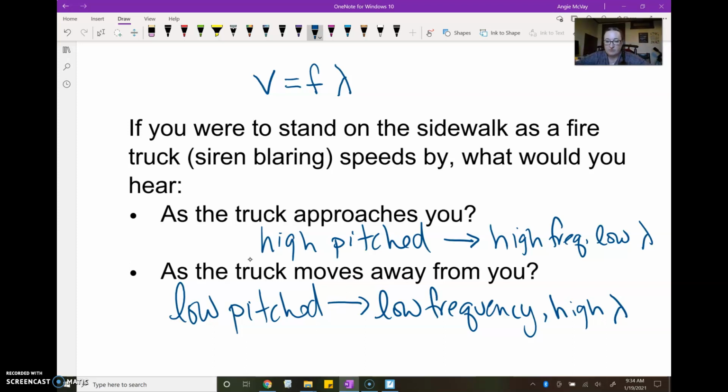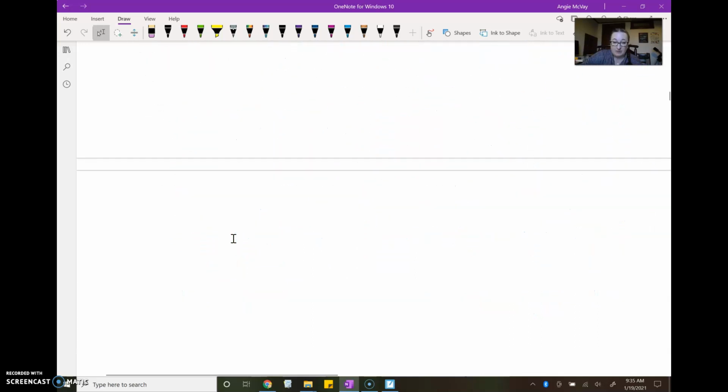Okay, so again, siren goes by, woo, right? That sound is the Doppler effect. So as it approaches, high frequency, a high note, which is associated with a low or a small wavelength, the waves are close together. As the truck moves away, it's low pitched, a low frequency, which means the waves are happening less often, and there is a high or a large wavelength, which means the waves are further apart. This is just based on our experience and some basic understanding of waves. Now, why does this happen?